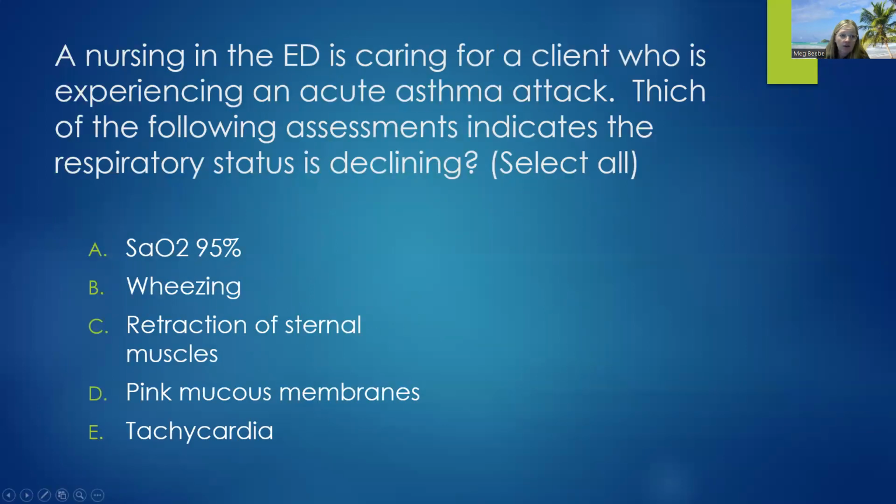All right, so now we have a patient in the emergency room that we're caring for who's experiencing an acute asthma attack. Which of the following assessments indicates the respiratory status is declining? Let's just take a look at each of those. The SaO2 of 95%, that's really a decent SaO2. We're not going to select that.